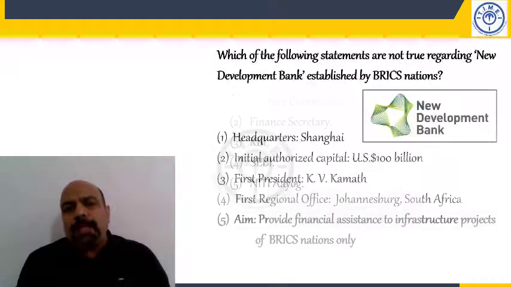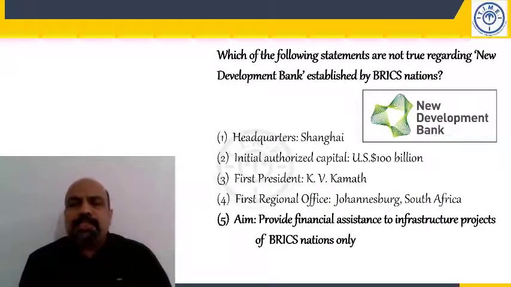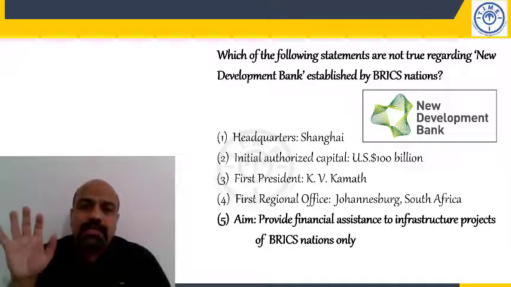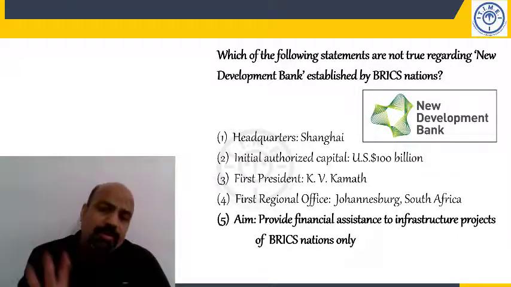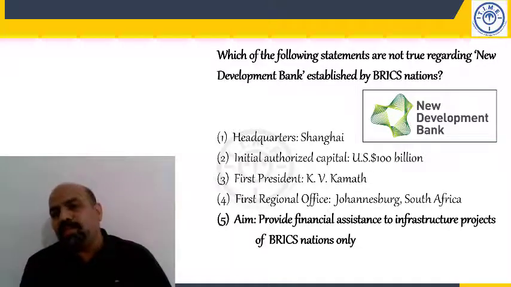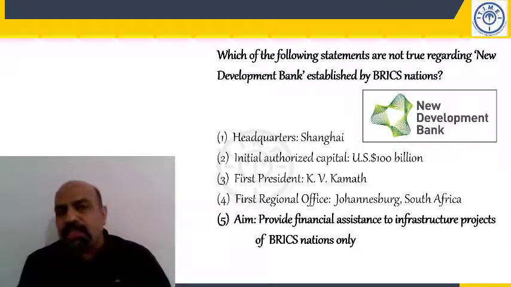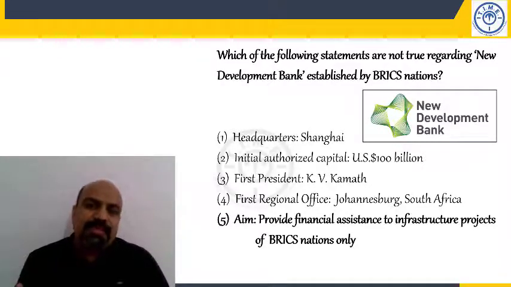So, which of the following statements are true or not true regarding the New Development Bank? New Development Bank or BRICS Bank? That's a logo. Headquarters Shanghai. The initial capital is $100 billion. What are BRICS, by the way? BRICS are 5 countries: Brazil, Russia, India, China, South Africa, and the capital has been contributed by each of these 5 nations, my friends. Equal shares, $20 billion each. Okay, it's authorized. It's not that it has been contributed.